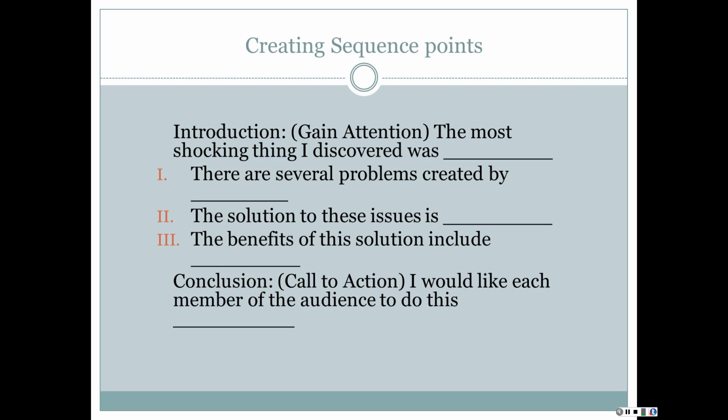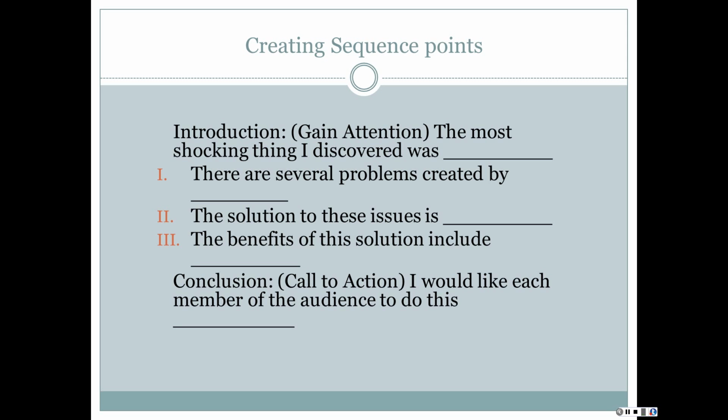Main point 1 uses step 2. So you can use a general sentence like, there are several problems created by, fill in the blank there, by not drinking enough water, maybe. That's how we would start that. Number 2, the solution to these issues is simply drinking more water. And then you would have a chance to unpack how each of these really works underneath the main points.